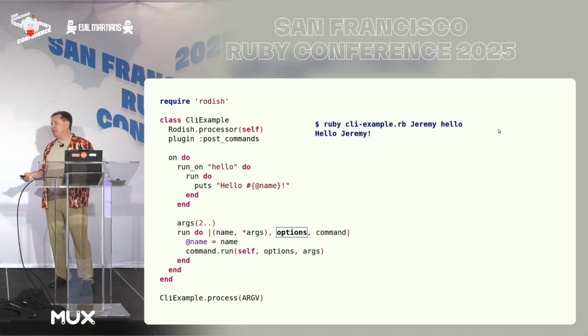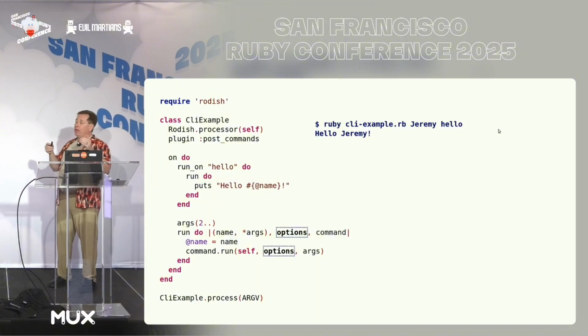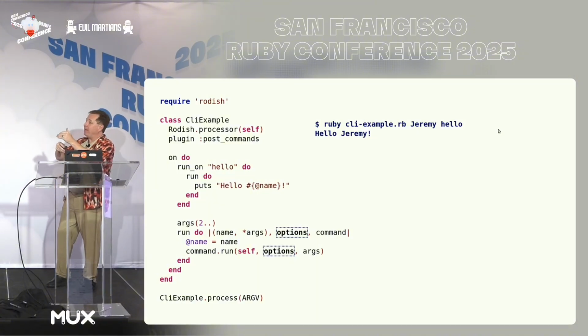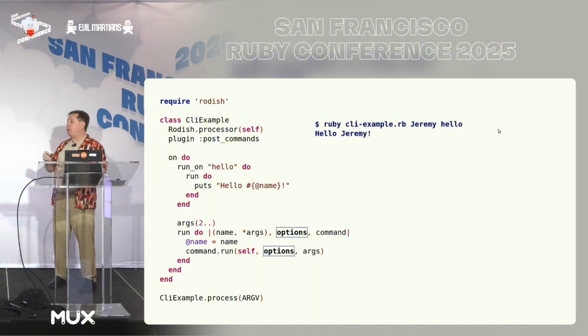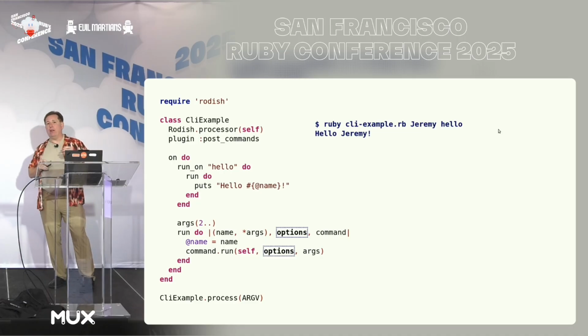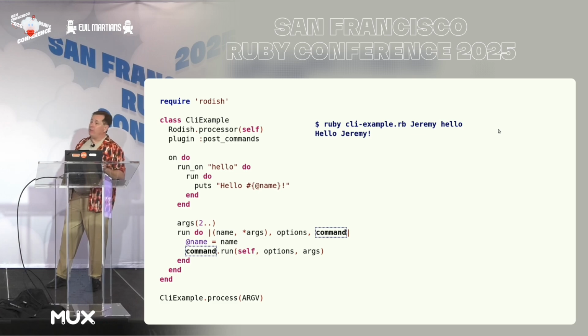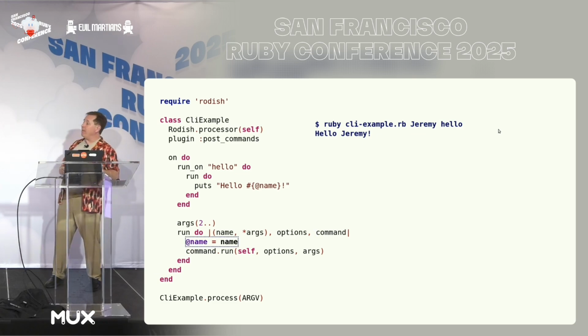Now there are no options for this command, but in general, you pass the same options hash from the commands to the subcommands, and the option parsing supports disambiguating which command the options came from. And the final argument is the command object, which is used to dispatch to the subcommands.